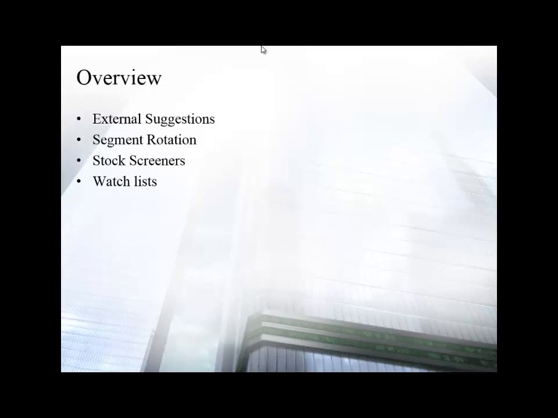Some of the different areas that you can look at are the external suggestions or stock tips that you get from people. Sector rotation is a very popular one. Stock screeners is the one that I tend to use the most. And then we'll talk about watch lists and how to pull it all together and keep track of all that.